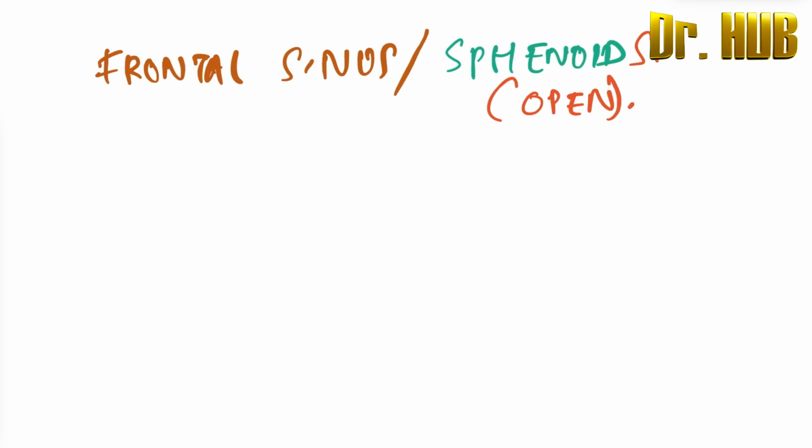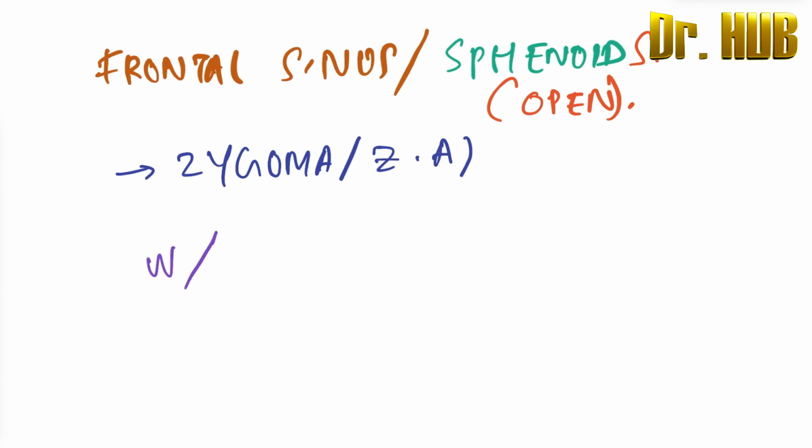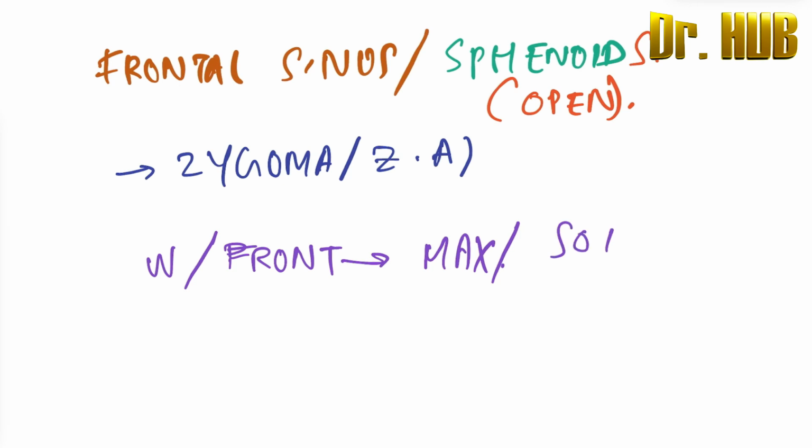Then comes the presence of the zygoma and the zygomatic arch. Next is the nasal bone and the frontal process of the maxilla, as well as the superior orbital fissure, that is SOF, and the infratemporal fossa.